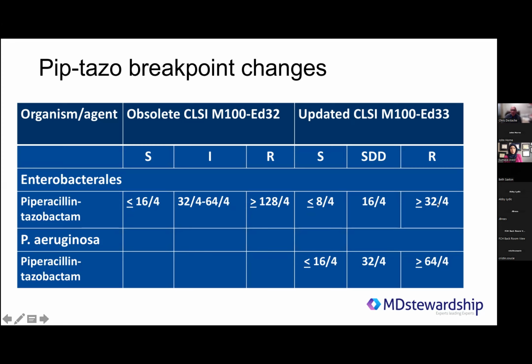And so for Enterobacterales, you can see that the susceptibility is now less than or equal to 8/4. It's no longer intermediate, it's susceptible dose dependent. The MIC is 16/4. And then resistant is considered greater than or equal to 32/4. And then for Pseudomonas, it's virtually the same as it was previously. Maybe some little differences in the resistant category.